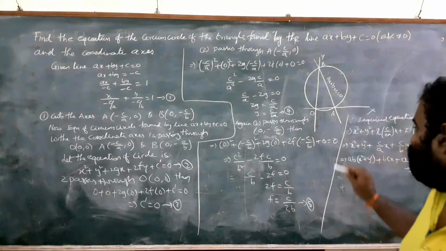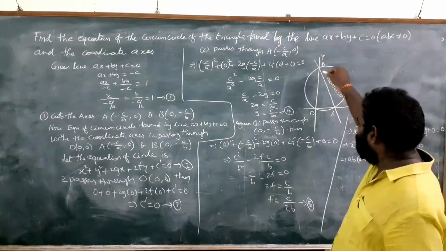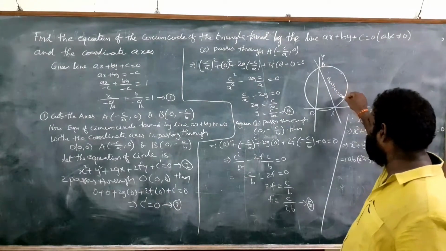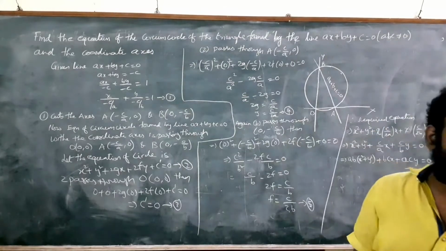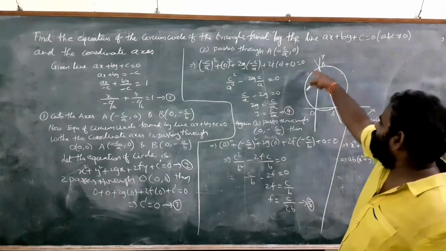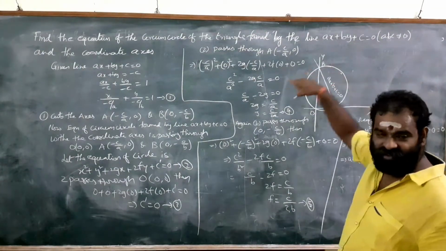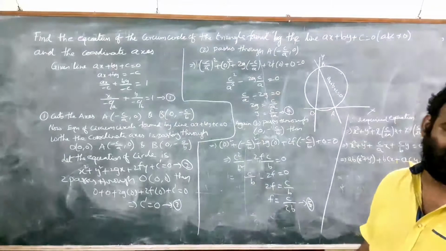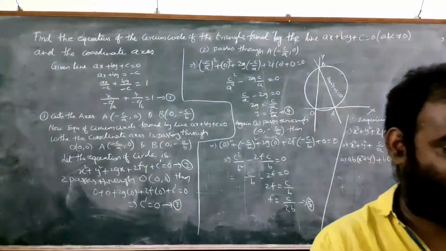So here is the circle passing through these vertices. The line equation is ax plus by plus c equal to 0 and the remaining two lines are the coordinate axes. The circle passing through the vertices of the triangle OAB is called the circumcircle. So now we are going to find the equation of that circumcircle.